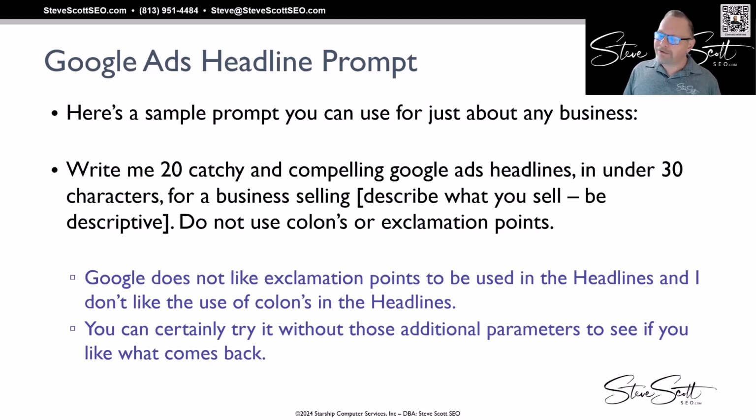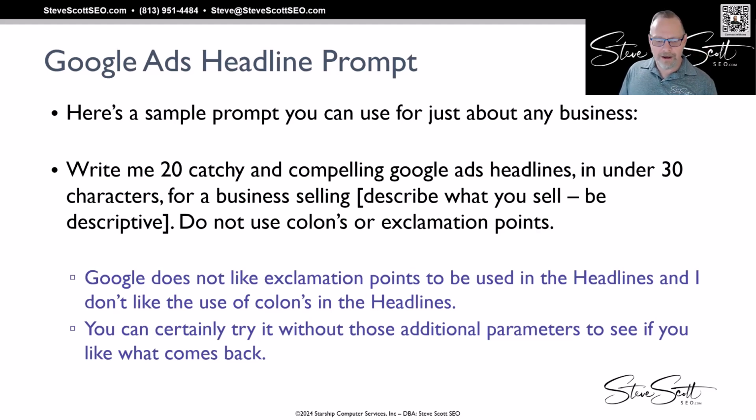Why? Well, Google does not like exclamation points to be used in the headlines. And I don't like the use of colons in the headlines, but ChatGPT tends to do a lot. It'll say two sentences, colon, and something else. Another two sentences, colon, something else. I don't love it. I'd rather say, use those 30 characters to give me the best potential phrasing that could work.